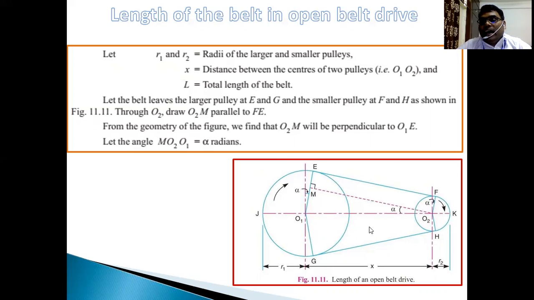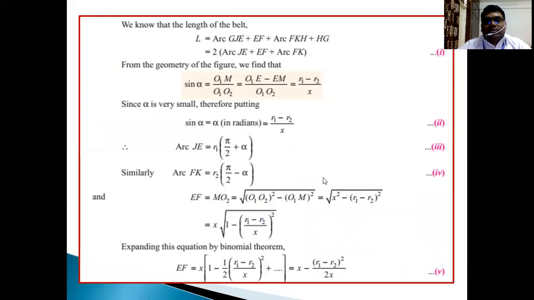So you can say under root of this minus this. You can see O1O2 squared minus O1M squared. So we can calculate this, and now we take x as common. So it becomes under root of 1 minus (R1 minus R2) whole squared. By using the binomial theorem, which you are well aware of, we can write this equation as x minus (R1 minus R2) upon 2x.